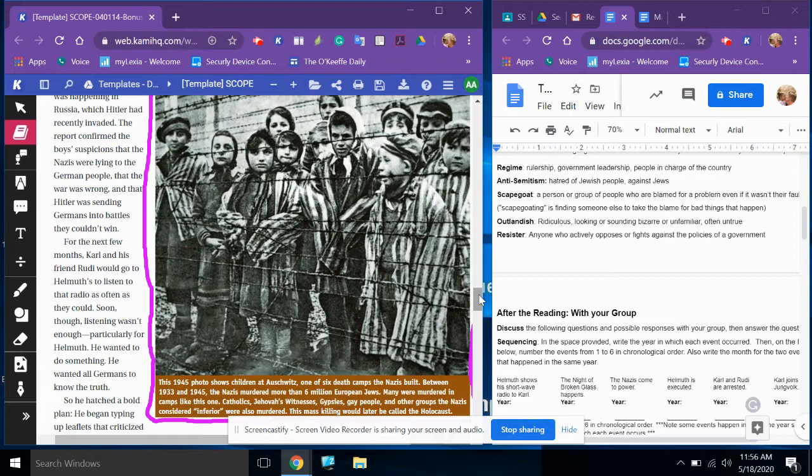For the next few months, Karl and his friend Rudi would go to Helmuth's to listen to the radio as often as they could. Soon, though, listening wasn't enough, particularly for Helmuth. He wanted to do something.